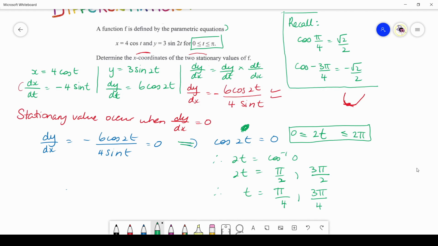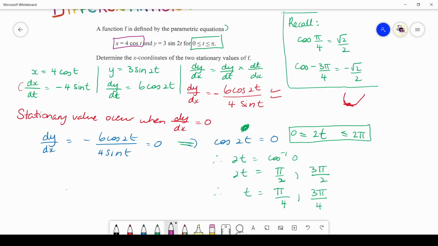And you can say we're almost finished. You see, they didn't exactly ask you at which values of t does the function have stationary values. They asked us to find the x coordinates. So all you need to do is look around in your question and see what x is equal to. And in this question, x is equal to 4 cos t. A little bit of technical difficulties there, guys. So there we go. x is equal to 4 cos t.